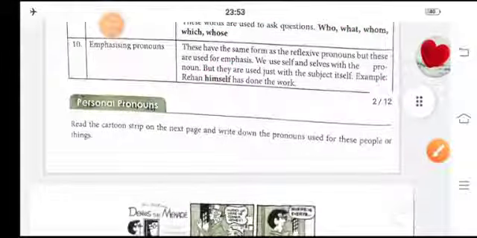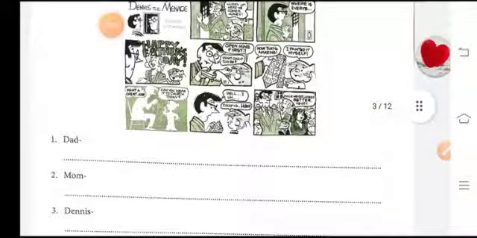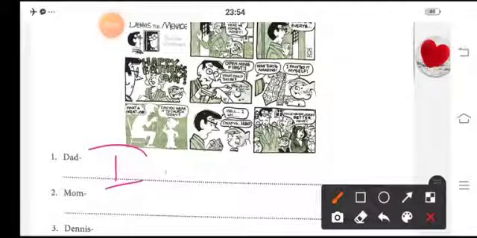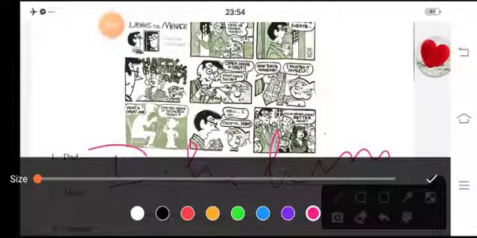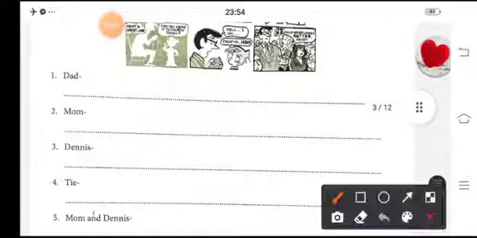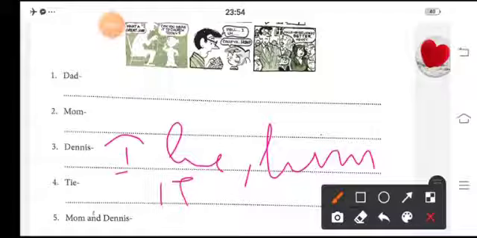Now, personal pronouns here. Dad, I, he, him. Mom, I, she, her. Dennis, I, he, him. Ty, it, and Mom and Dennis, they, them.